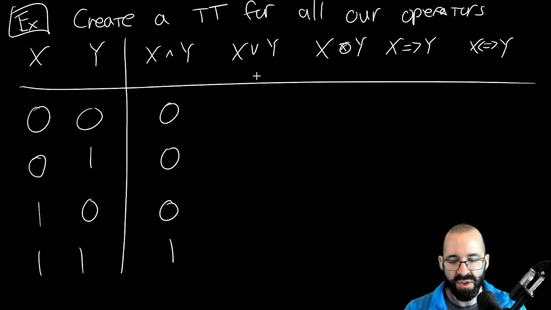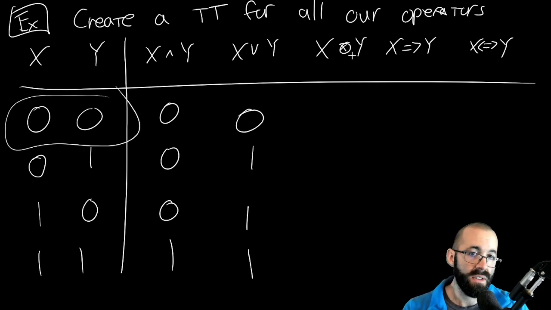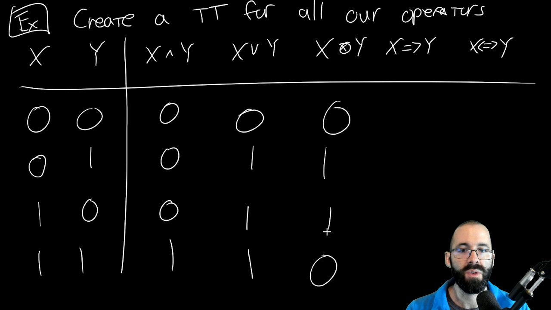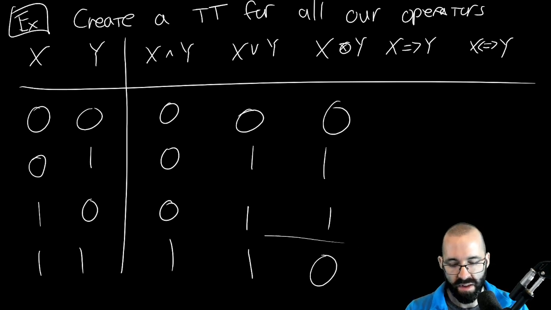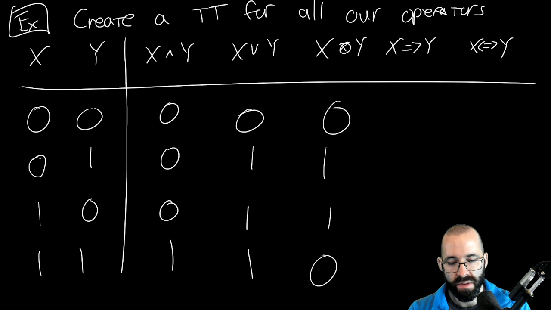On the last page, X or Y is when at least one of them is true. Could be both. So the only time that's false, right, is when they're both false. X XOR Y, right, is going to be true when either one but not both is true. So it's only going to be true here. It's almost the same as the previous one, right? We just can't have both.